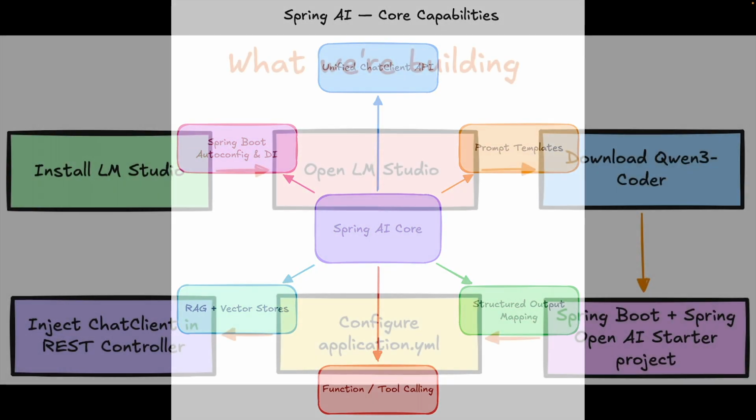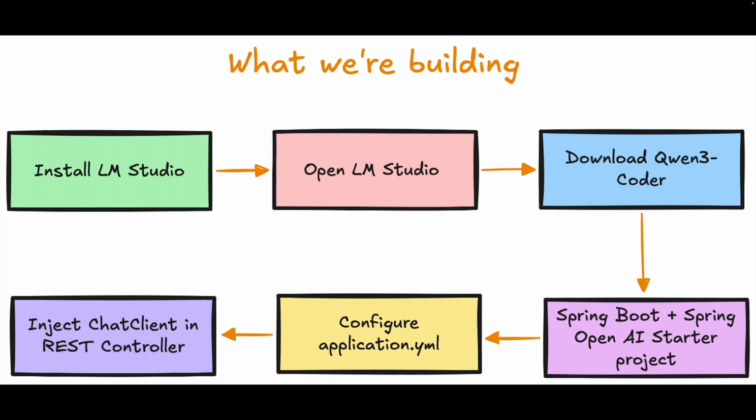Let's build it. Here is the plan for today's demo. First, we will install the LM Studio app and pull the Qwen3 coder model locally. Then, create a new Spring Boot project with the Spring OpenAI starter. Then configure the application.yaml file to point at our local model. Then, inject a chat client interface into a simple REST controller. And finally, we will hit our own API endpoint and get a live response from the model running on our local machine. Simple, focused, and by the end, you will have a working local AI-powered API.